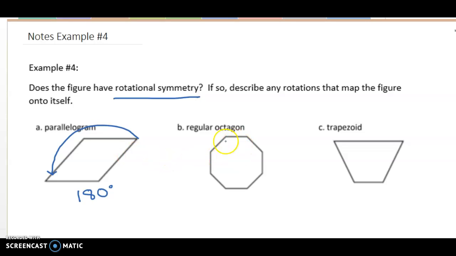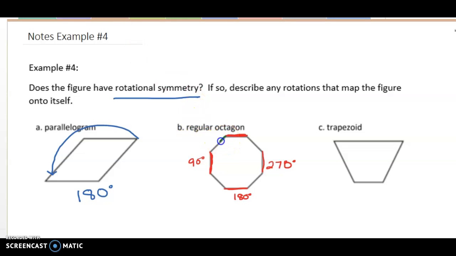All right, let's look at this regular octagon here. This is a little more difficult. If I rotate 90 degrees, this top part here would go right here. So it would have 90-degree rotational symmetry. Now, if I went 180, it would be down here and just flipped upside down, which would still map onto itself. And then 270 would be right here. But this is tricky.